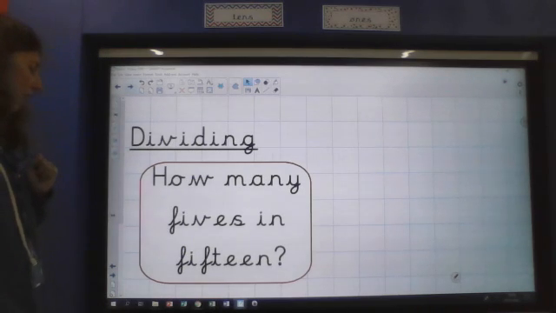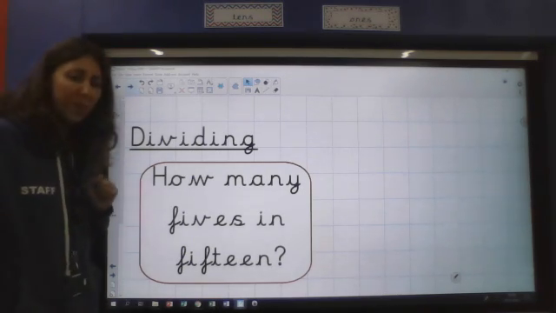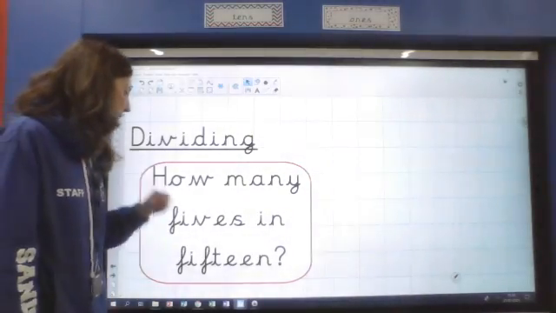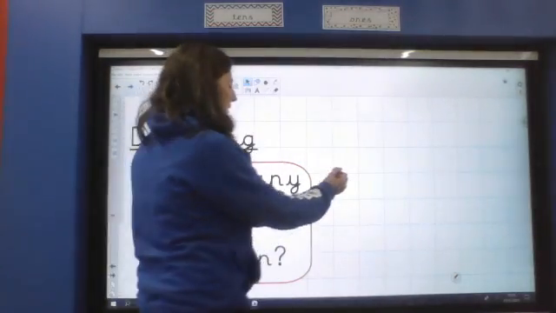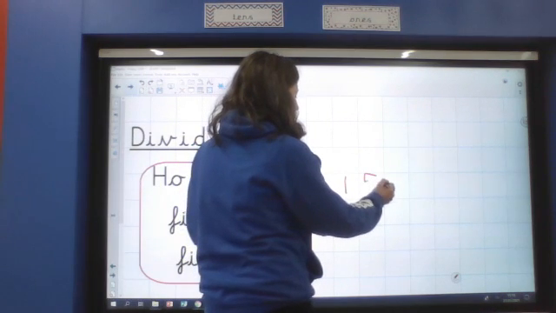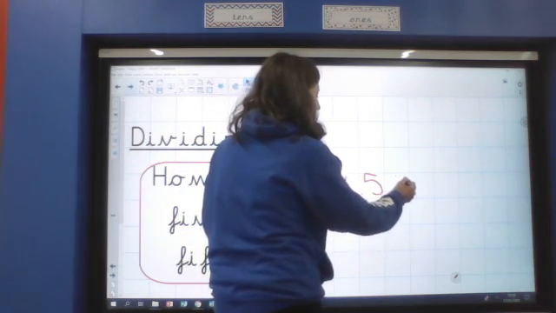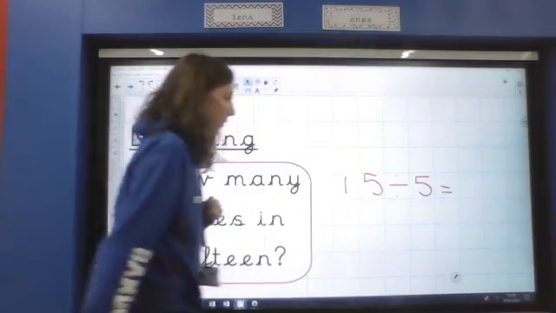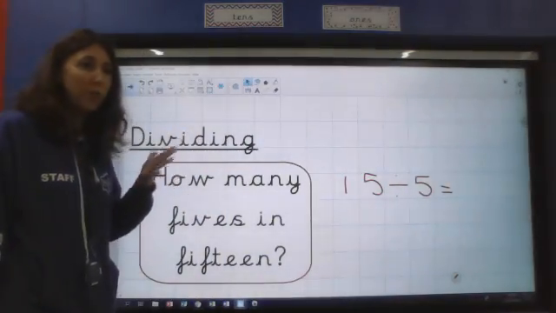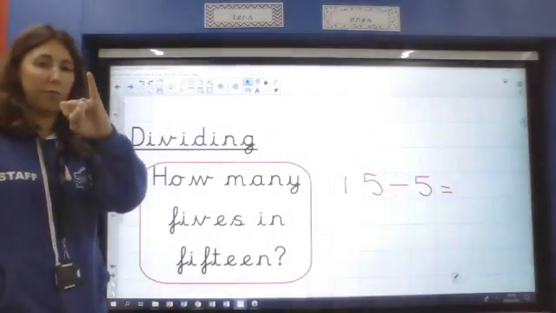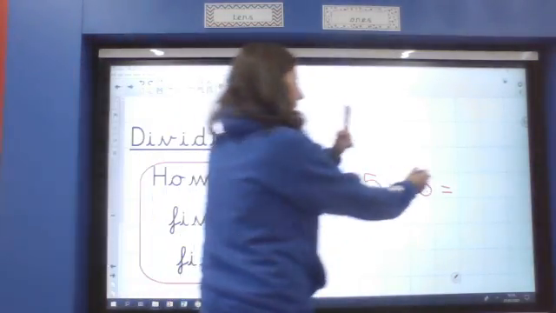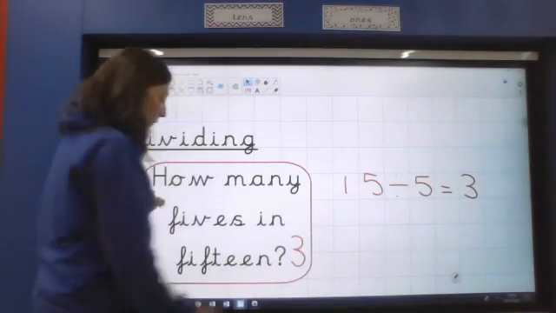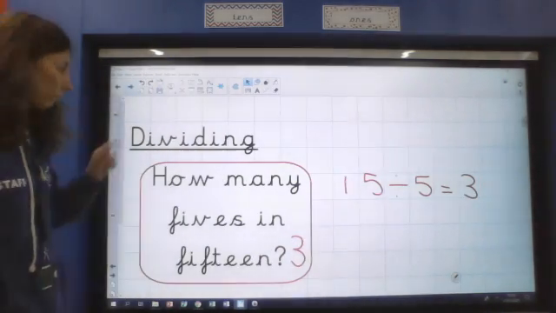This one says how many 5's in 15? Okay, so 15 is the number I'm starting with. I'm dividing it by 5 to see how many 5's. So I need to count in 5's until I get to 15. 5, 10, 15. It would be 3. So there are 3 5's in 15.